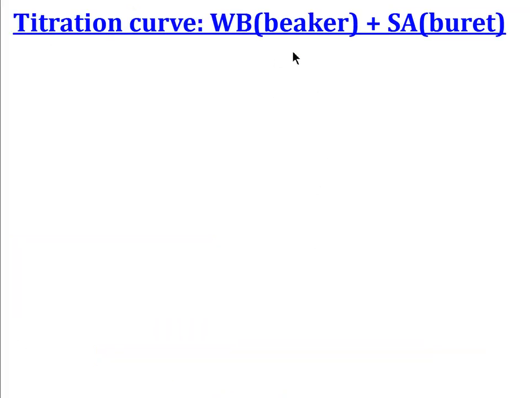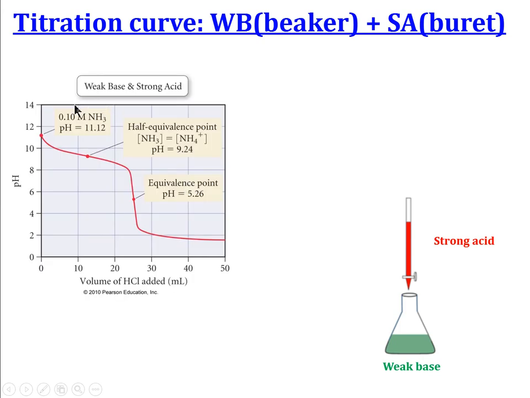Consider the titration of a weak base in a beaker and the strong acid in the burette. We obtain the following titration curve. Suppose the weak base is ammonia and the strong acid added is H3O+. Before the addition of the strong acid, we have a weak base in the beaker, so the pH will be basic. After addition of the strong acid, ammonia concentration will decrease and the pH will decrease till the equivalence. We will have a jump, then we will have the strong acid in excess in this figure.